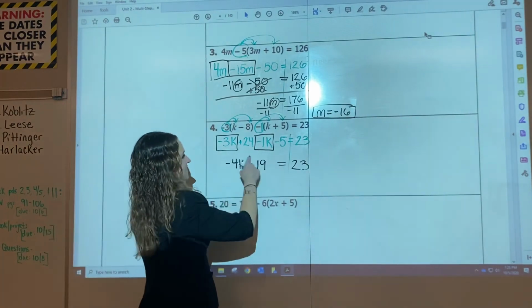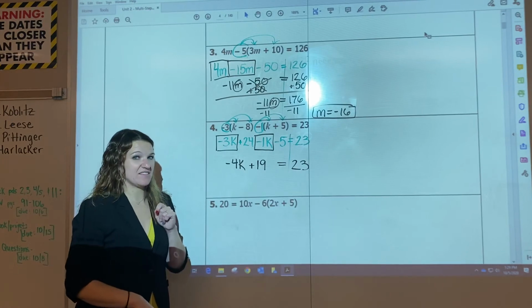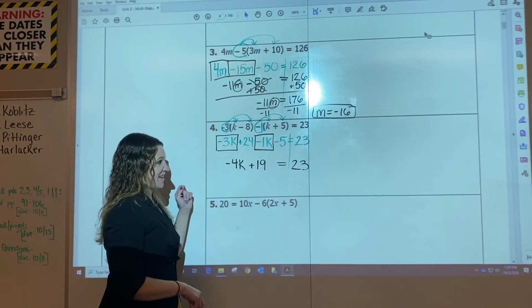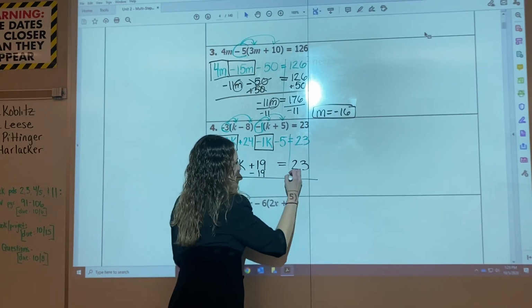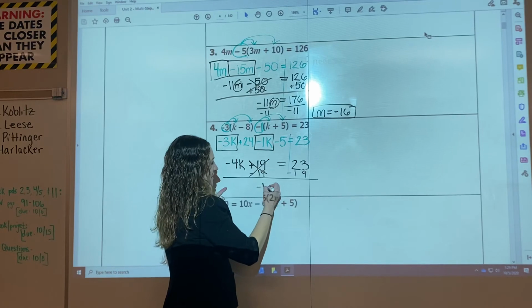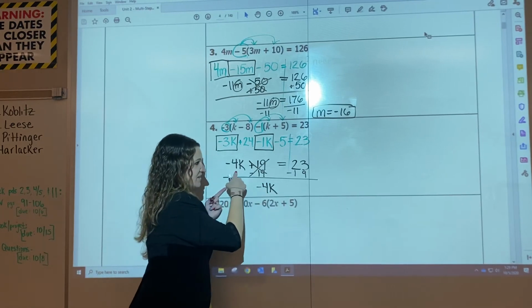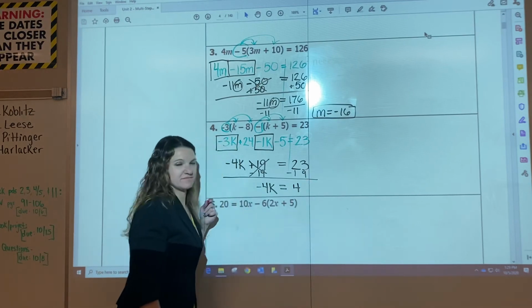Notice, I did combine those two and they're right there. So I'm looking for that constant that I have to get rid of. I see it right there, that 19. I'm going to subtract that on both sides. This goes away over here. I'm going to bring down my -4k because that's the only thing left. I'm going to bring down the equal sign and this should give me a +4.